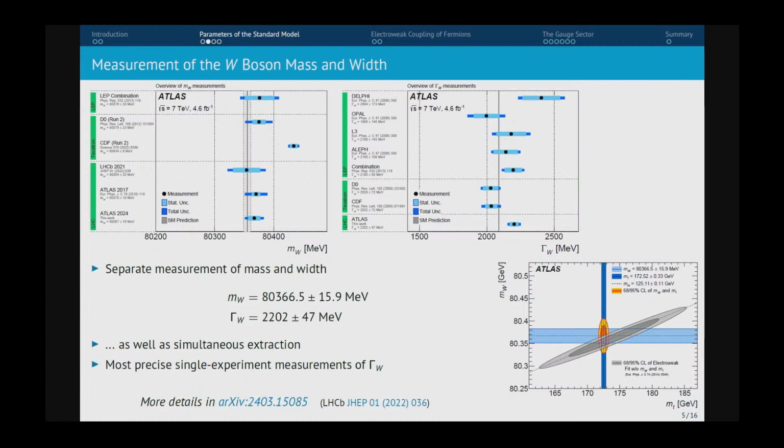Then we performed the measurement of the W boson width. This is shown here on the right-hand side. The measurement is the most precise single experiment measurement of the width, and you find here that it's measured slightly high compared to the standard model prediction.